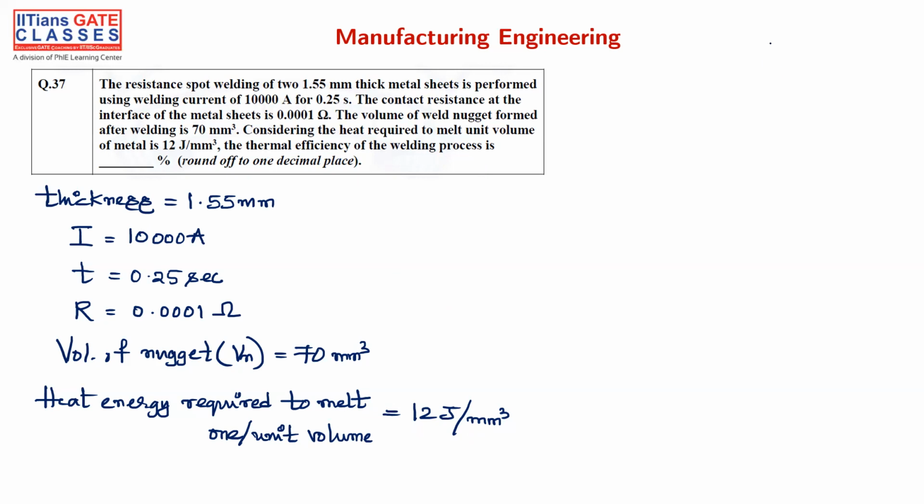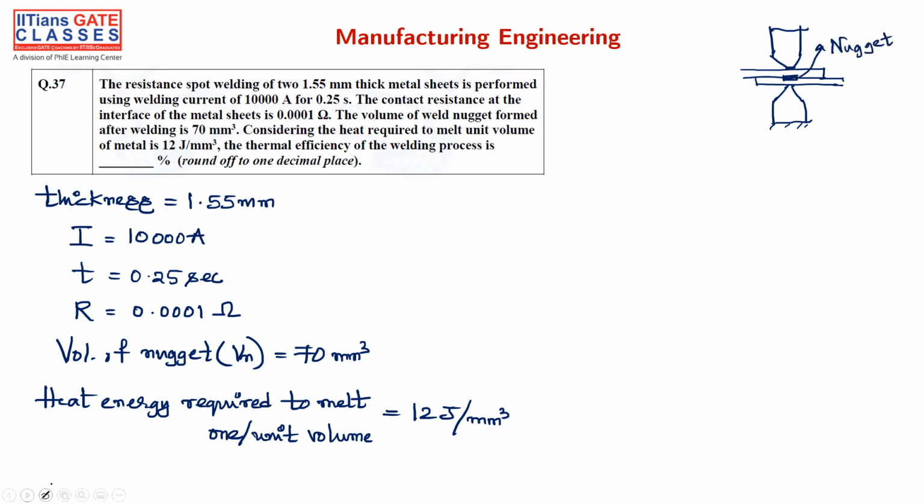It's a spot welding. How is spot welding done? You have two spot welding torches like this, and two sheets of some thickness. Here it is 1.5 mm, and there is another sheet. This is fixed. Here we can see the nugget formed. This is what is called the nugget. He is asking what is the thermal efficiency.